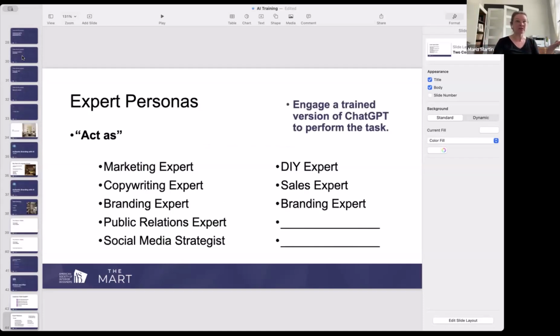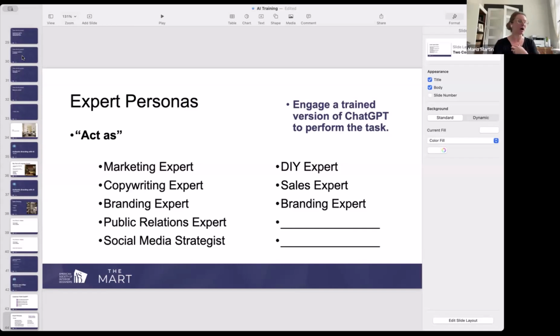So here are some expert personas, just to give you some ideas of some of the ways you can ask it to help you. You can ask it to act as, and you can tap into these experts. I have had some people ask, well, what about lawyers? And I'm like, you can, but I wouldn't, you still need to have a real lawyer. But if you're just wanting to brainstorm and come up with ideas before you talk to an attorney, yes, you could probably brainstorm some ideas.